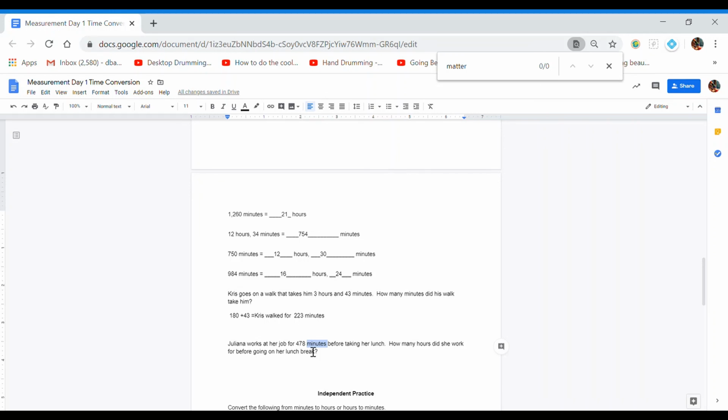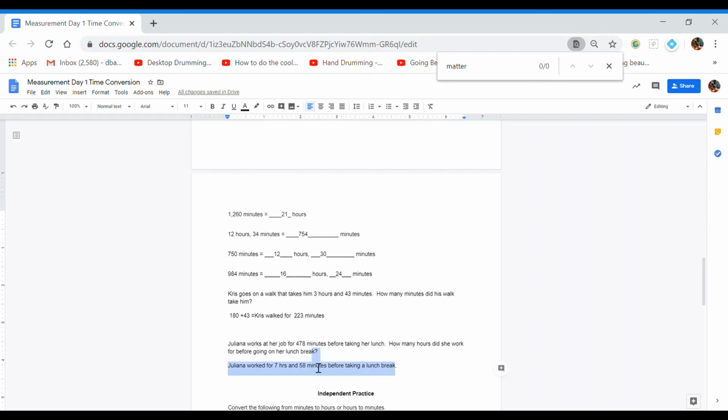478 minutes. I've got to divide by 60. That would be a total of 7 times 60 goes in there, with a remainder of 58. So we've got Juliana worked for a while. She worked for 7 hours and 58 minutes before taking a lunch break. And that's got to be against some kind of labor laws because that is way too long. But our problems don't always make sense.